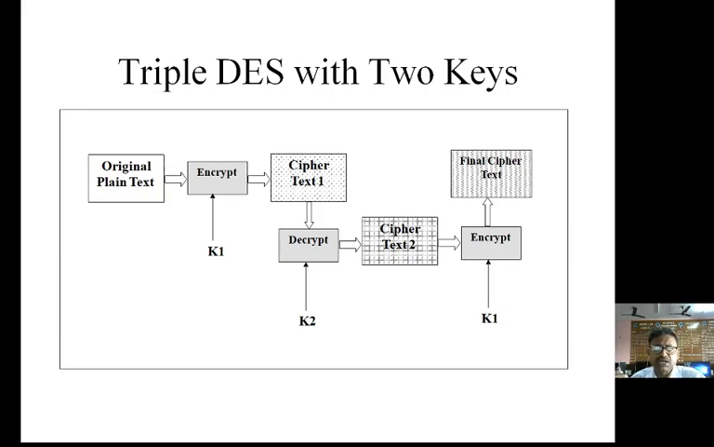So another modification has been made in triple DES: why not use triple DES with 2 keys? So instead of 3 keys, we will be using 2 keys only. The original plain text is encrypted by K1, and then the ciphertext is decrypted by K2 to get ciphertext 2, and then again ciphertext 2 is encrypted by K1 to get the final ciphertext. So this is a little bit safer, easier, and uses fewer keys. Instead of 3 keys, you will be using only 2 keys.